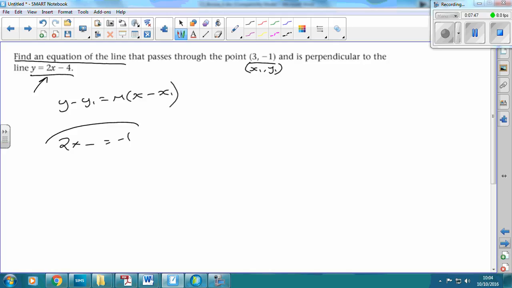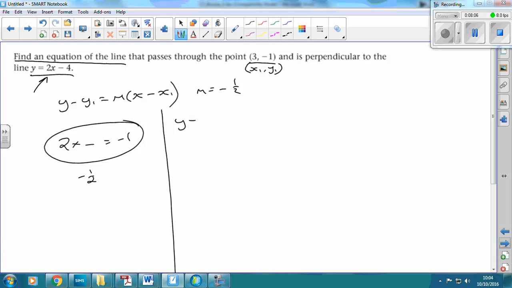So 2 times something equals minus 1. You don't always need to do this. Once you get reasonably fast, you can just do it quite quickly. So the gradient, you need to flip upside down, and then you need to change the sign. So flip 2 upside down, and change the sign. It's going to be minus 1/2. So we've got m equals minus 1/2.